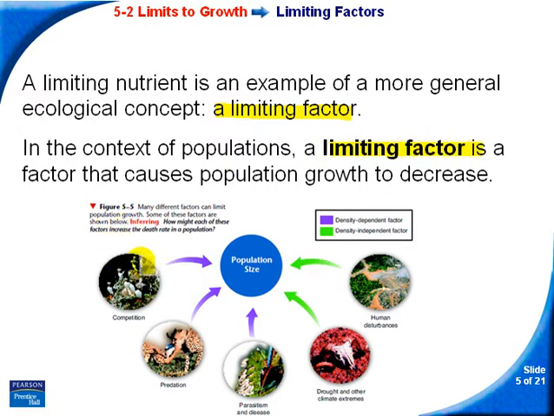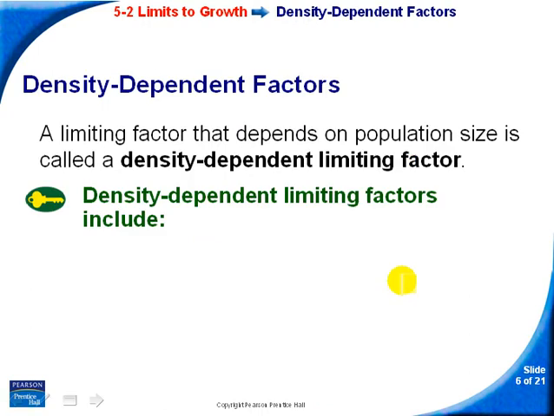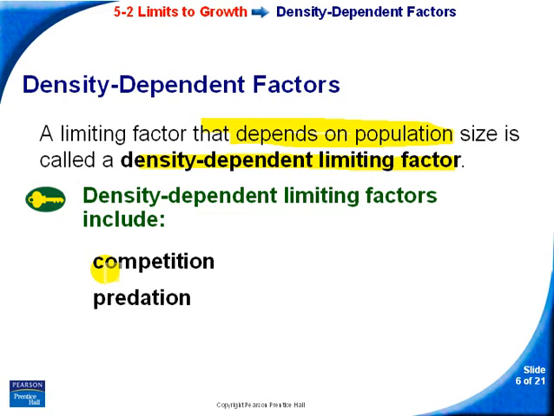We have a bunch of limiting factors right here, and we're going to talk about 5 of them, and we're going to separate them into 2 types: a density dependent factor and a density independent factor. And these are the 5 factors that we're going to talk about that limit population size. So a density dependent factor is one that depends on the population size as it is, and they can include competition, predation, and parasitism, and disease. Parasitism and disease we're going to talk about pretty much together.